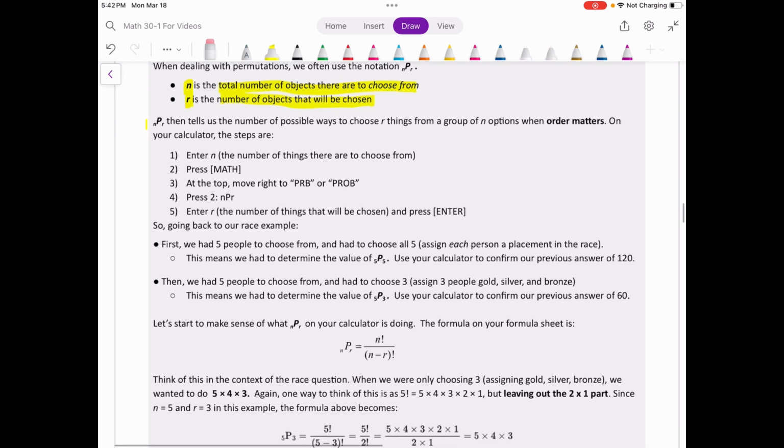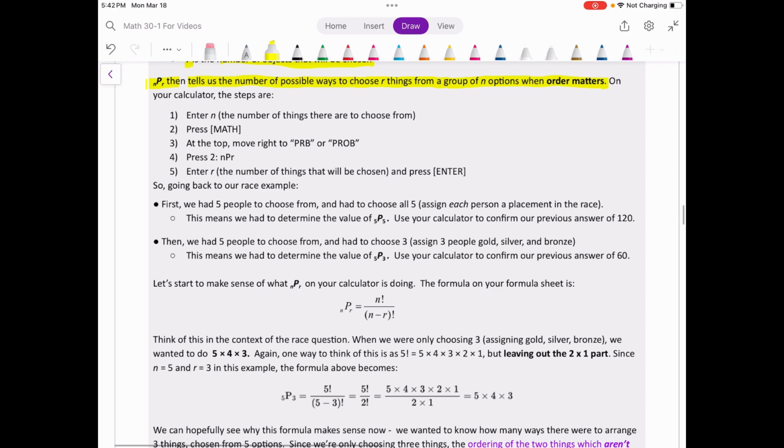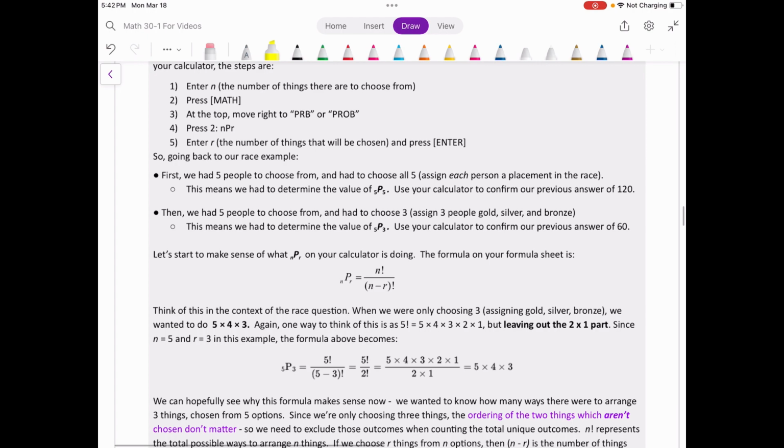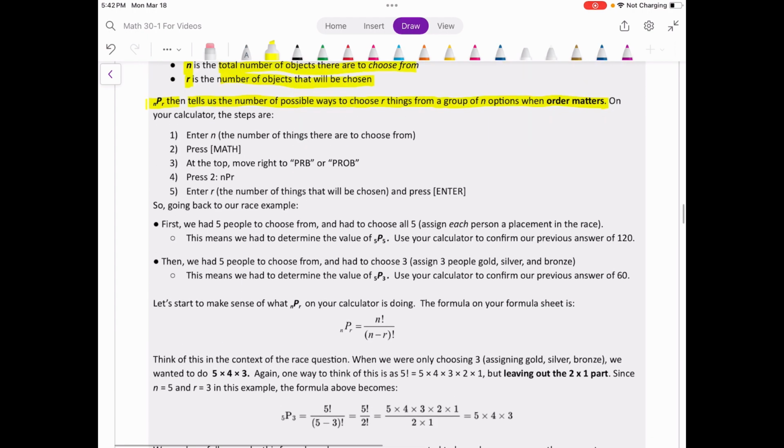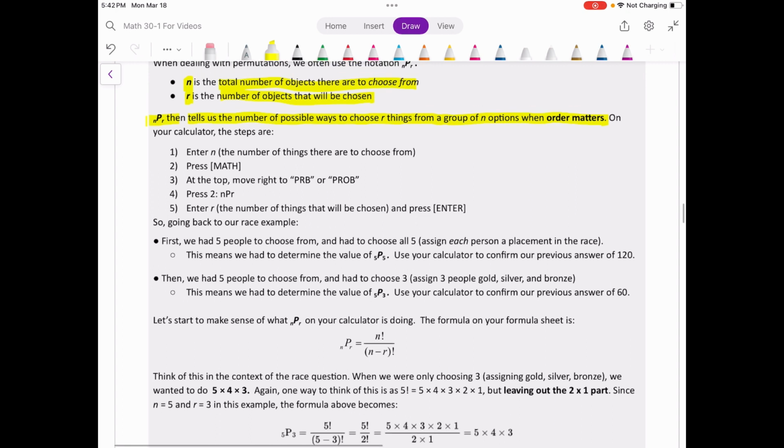So what nPr tells us is the number of possible ways to choose r things from a group of n options when order matters. We will see another similar thing in the next lesson. We'll look at nCr, that's for combinations instead of permutations. We'll use those when order doesn't matter. So I'm just going to run you through the steps, because nPr is something your calculator can do. First, I'll run you through the steps, and then we will go to our calculator to confirm our answers to the previous 2 examples.